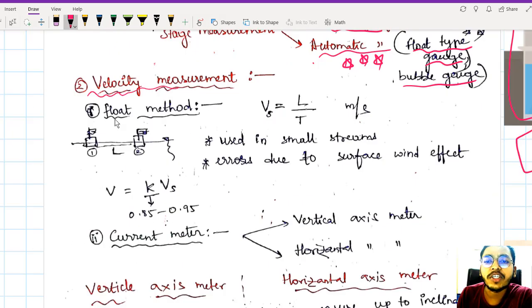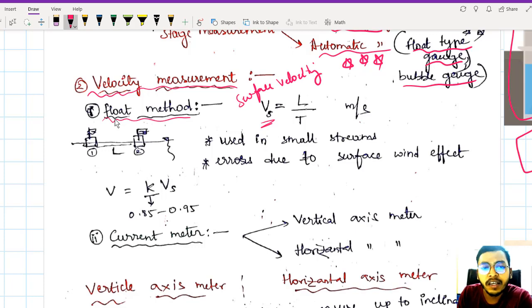Now coming to velocity measurement, very simple topic. See, there are two methods in here. The first one is float method. If you want to measure surface velocity, then you can use this float method. लिख लेना यहाँ पे clearly, VS यानी surface velocity. You will be getting only surface velocity. You will not get velocity at any depth.